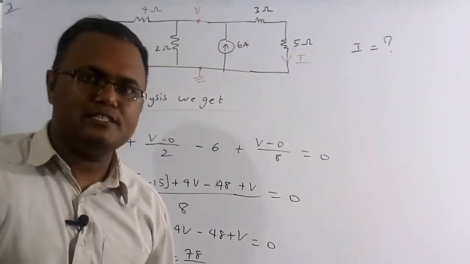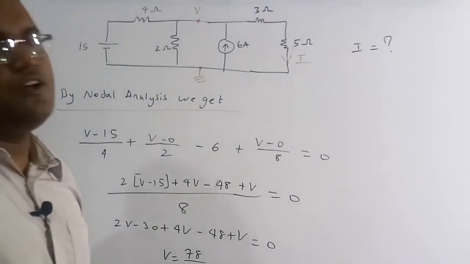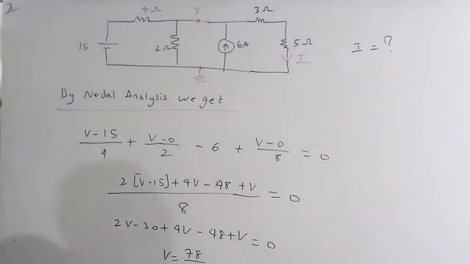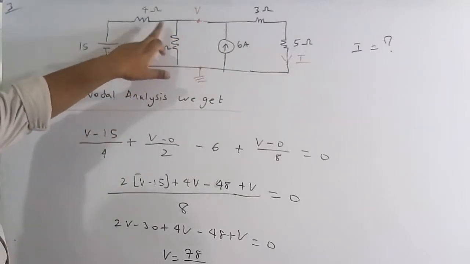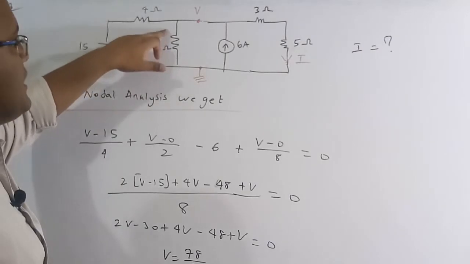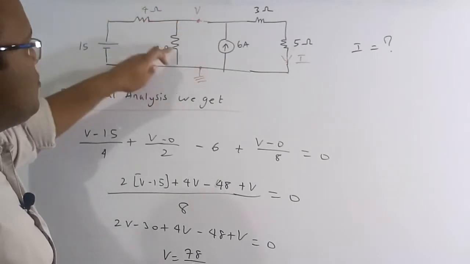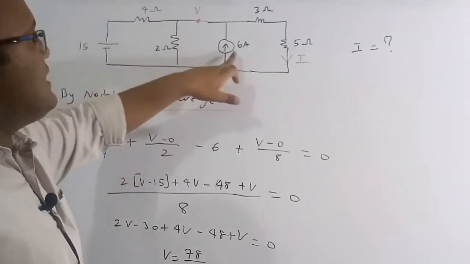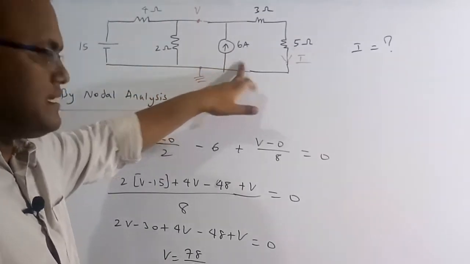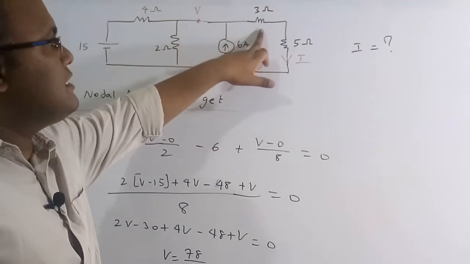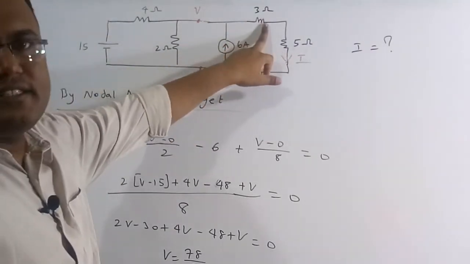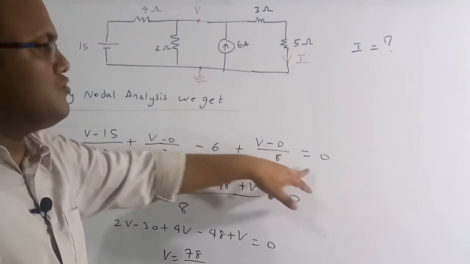By nodal analysis, the sum of algebraic currents flowing out of this particular node is equal to 0. The outgoing current in this branch is (V minus 15) by 4. The outgoing current in this branch is (V minus 0) by 2. Here it is an incoming current of 6, but we need the outgoing current, so the outgoing current is minus 6. Similarly, the outgoing current in this branch is (V minus 0) by 5 plus 3, which is 8. So (V minus 0) by 8 is equal to 0.